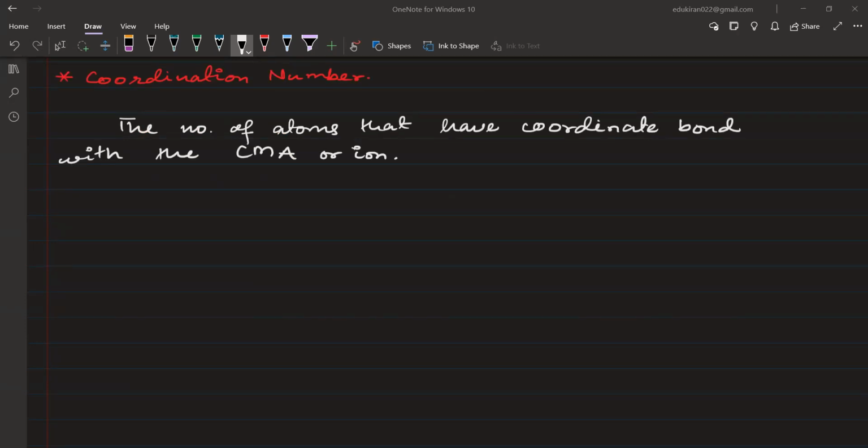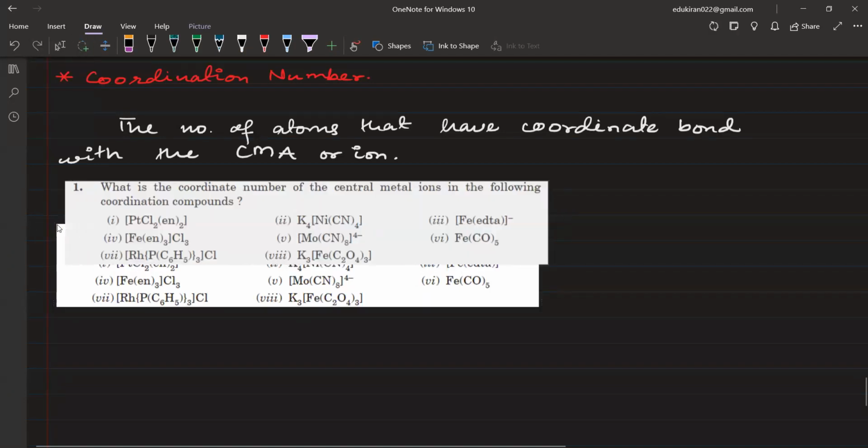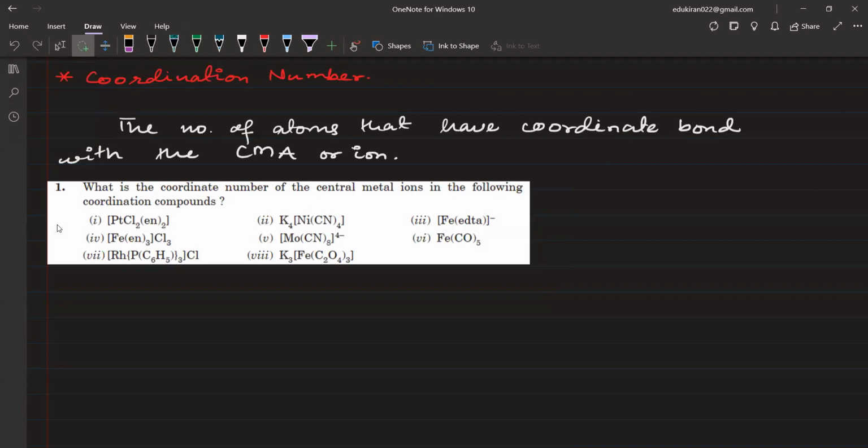Copy this question here and here. Write this down. Coordinate number, coordination number, same thing.